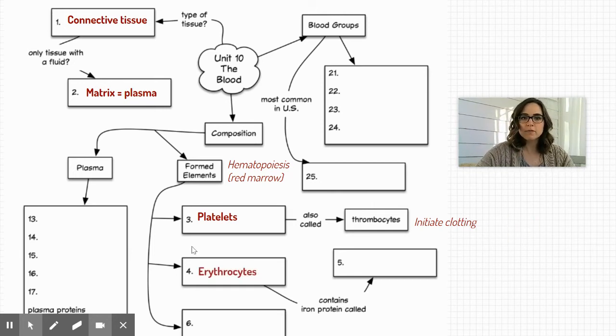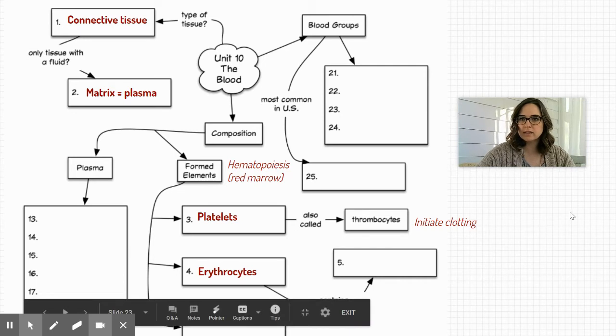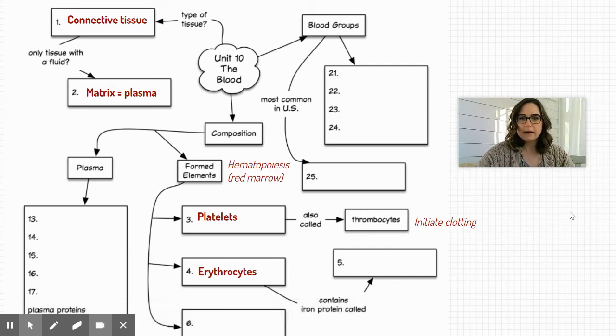The next type of formed elements are erythrocytes. These are your red blood cells, and they make up 45% of the hematocrit, or the hematocrit is essentially what percentage of your blood are the red blood cells. And so that should be roughly around 45% that make it up. EPO is the hormone, erythropoietin, that tells your bone marrow to produce more erythrocytes if you are low.